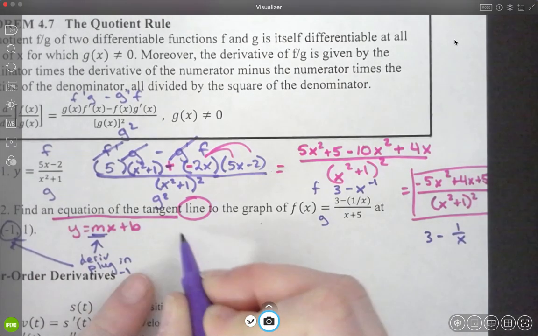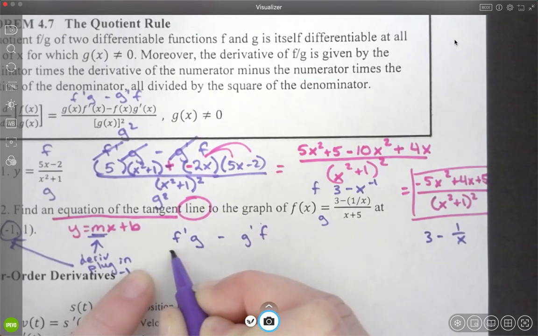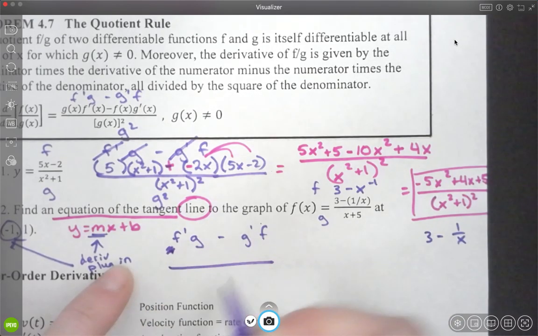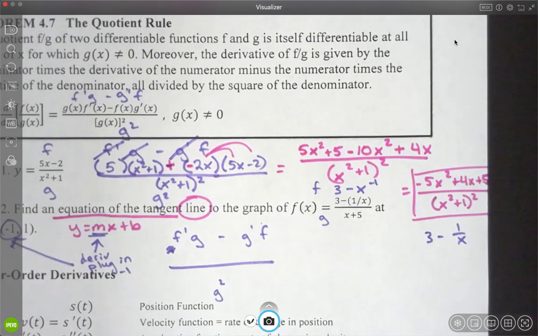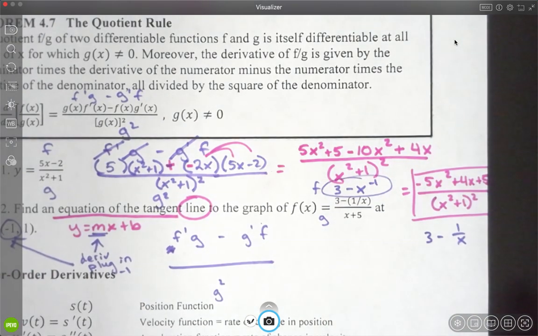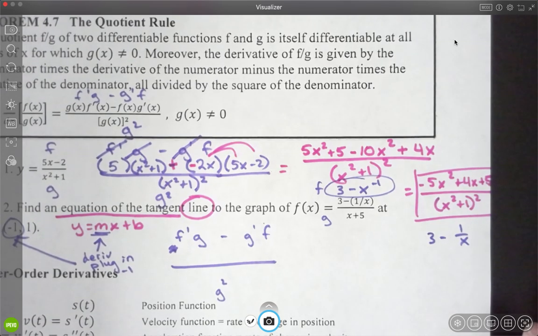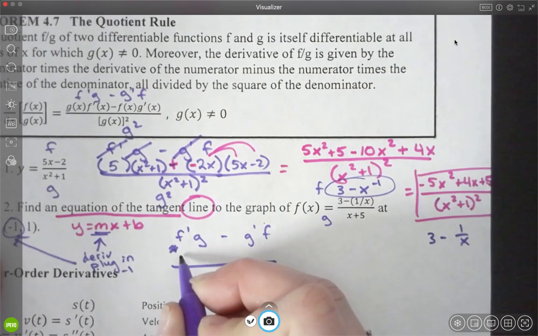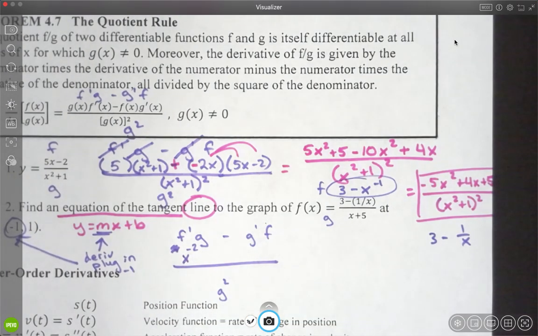Okay, so f prime g minus g prime f, all over, I'll leave some room, all over g squared. Okay, so the top, f prime. So I want the derivative of that 3 minus x to the negative 1 power. What does that make? X to the negative 2. Did I do that right? The 3 goes away, the negative comes down in front, but it's already negative, so it turns it positive. X to the negative 2 power.